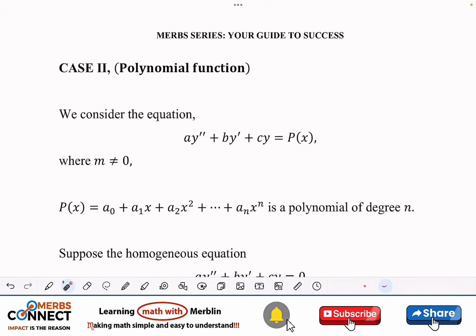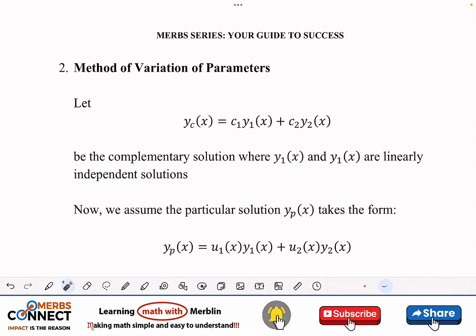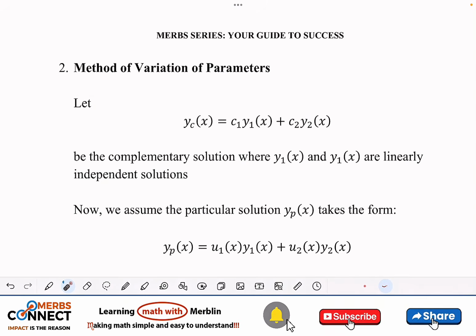When we are done going through all the cases, then we are going to take examples on the method of variation of parameters. Then we will be done with non-homogeneous second order differential equations.